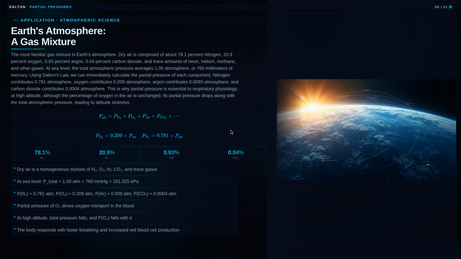Nitrogen contributes 0.781 atmosphere, oxygen contributes 0.209 atmosphere, argon contributes 0.0093 atmosphere, and carbon dioxide contributes 0.0004 atmosphere. This is why partial pressure is essential to respiratory physiology. At high altitude, although the percentage of oxygen in the air is unchanged, its partial pressure drops along with the total atmospheric pressure, leading to altitude sickness.